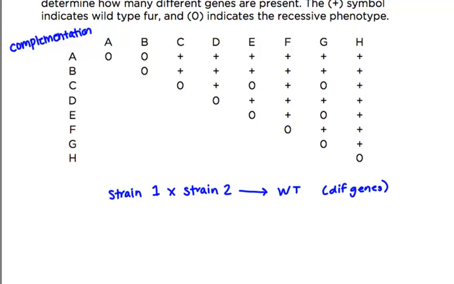So here they want to know how many different genes are present. So we want to know which mutations are actually on the same gene. So what we're going to look for, because remember that wild type is symbolized by a plus, we're going to look for complements that yield the recessive phenotype again. So we're looking for the zeros.